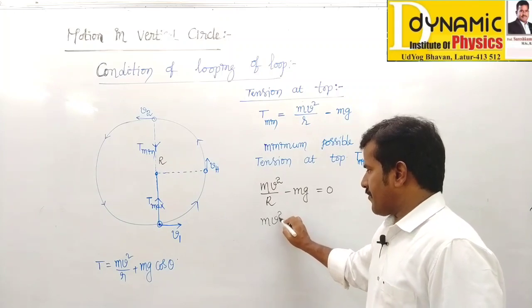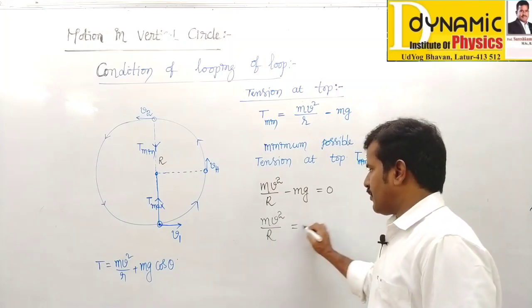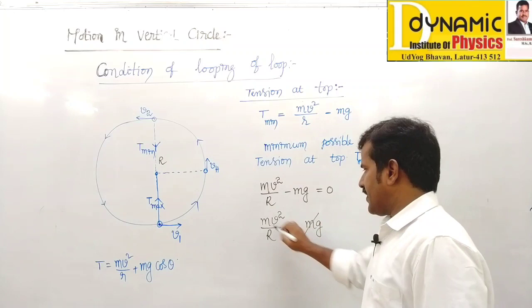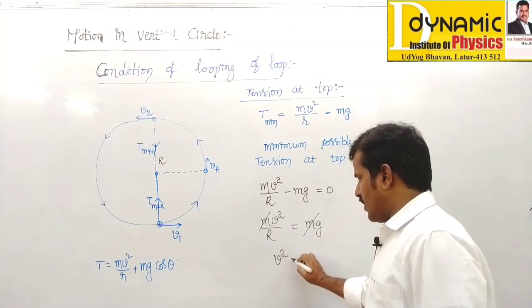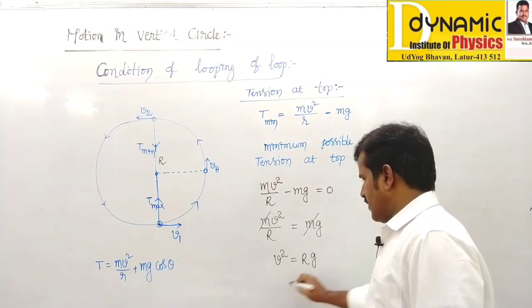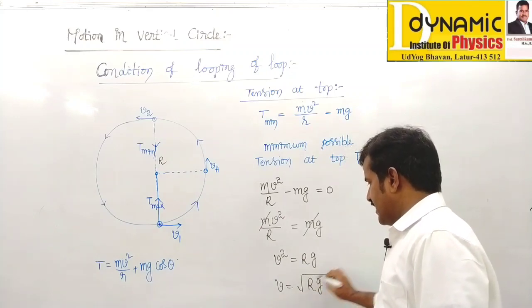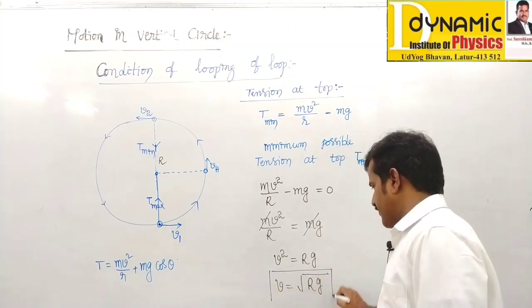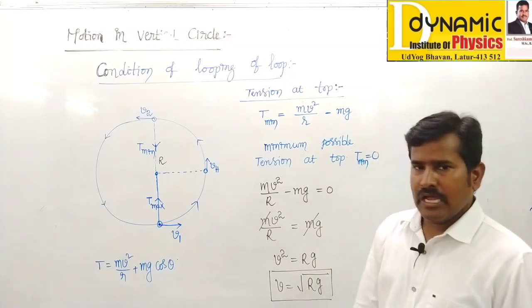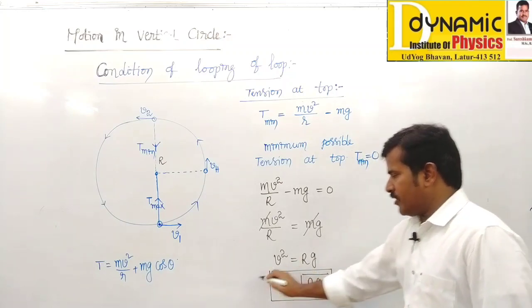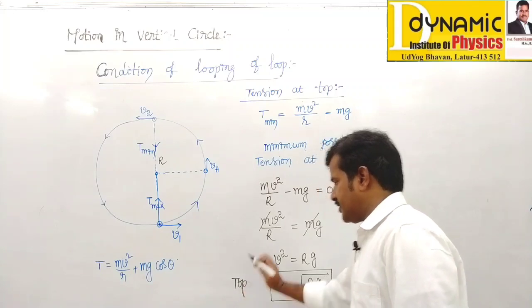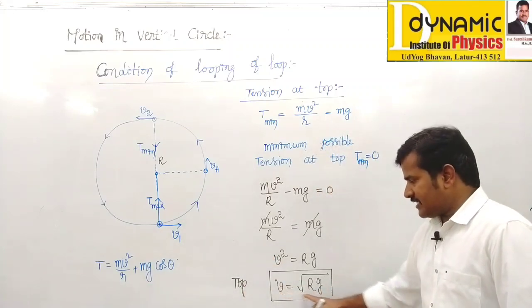So mv square upon r equals mg, and this is written as v square equals rg. So v equals under root of rg. This is the minimum possible velocity at that time for looping of the loop at the topmost position. This is the topmost position, so this is the minimum velocity.